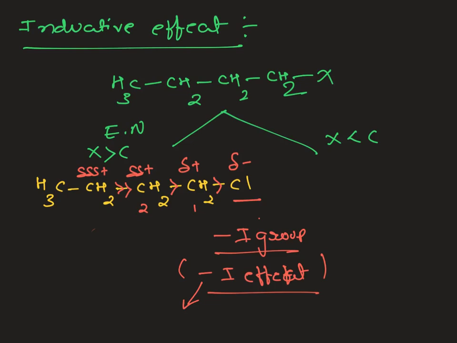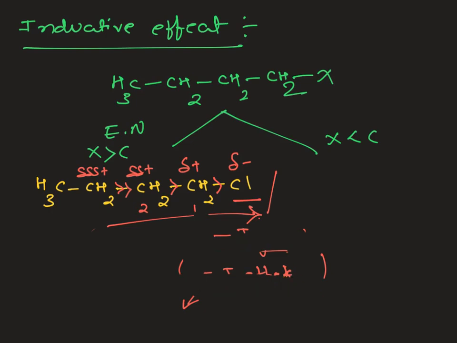When we say minus I effect, it is either a group or atom which withdraws electrons from the carbon chain towards itself, and that group or atom we call a minus I group, and that effect, the polarity of the bond, is called the minus inductive effect. Here I have taken a few examples. There are a lot of atoms or groups that exhibit minus I effect. Here I am giving some of them.